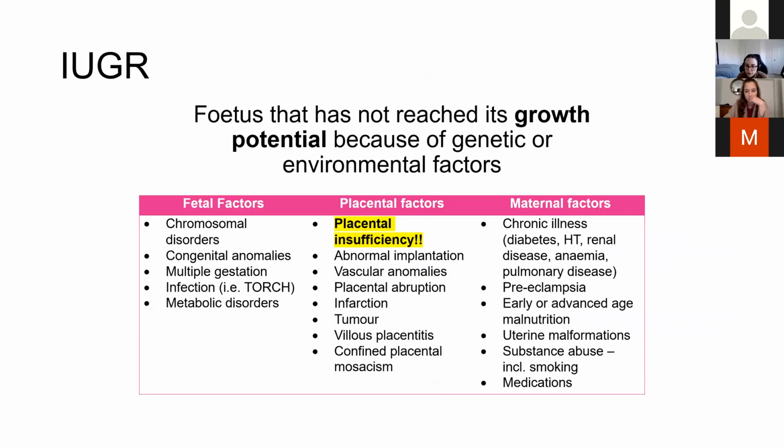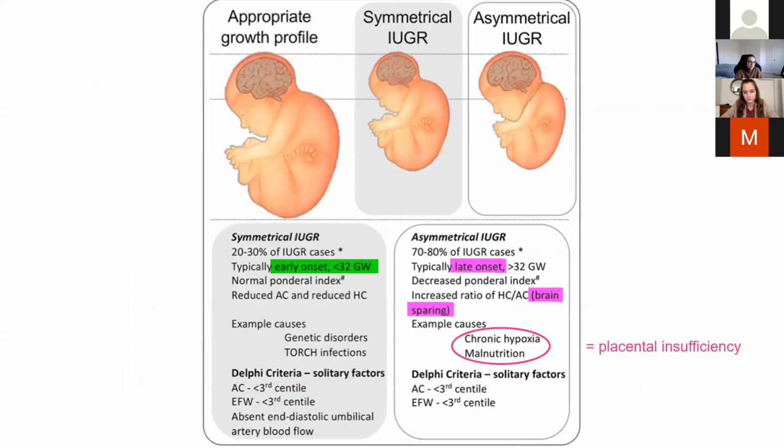Awesome. So important to know that a fetus that is IUGR has not reached its growth potential, and that's mainly because it's received an insult. There are a whole list of factors that can cause that, but the one that I want you to remember is placental insufficiency, because it is by far and away the most common. So that's all there is to say about that.